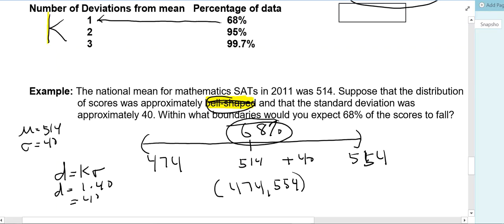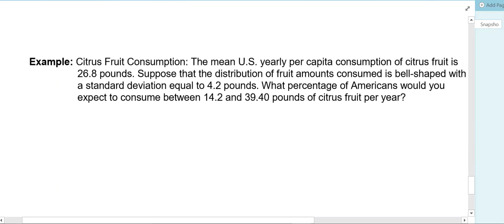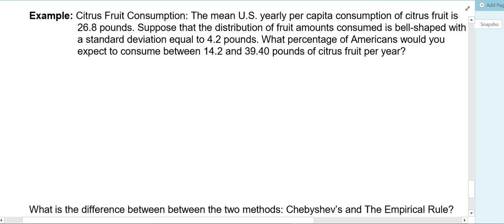Once again, it was bell-shaped, so I was given the percentage. I found a number of standard deviations, but I need to get the distance, right? And the distance is related to standard deviations by that formula there, k times sigma. Moving on, next problem. Once again, stop the video, work it out, compare what you get to me, and hopefully I don't make a mistake, and you don't make a mistake.